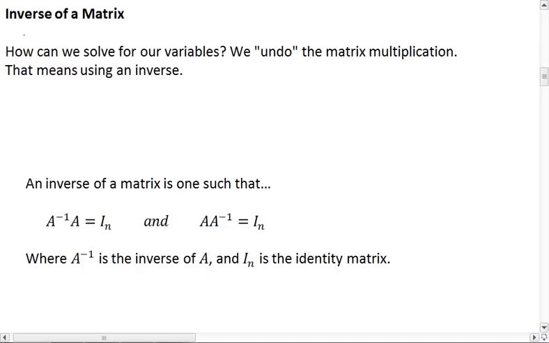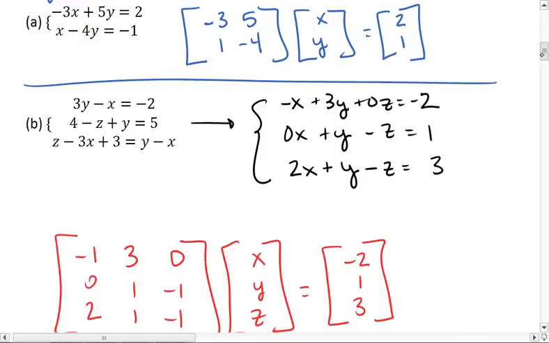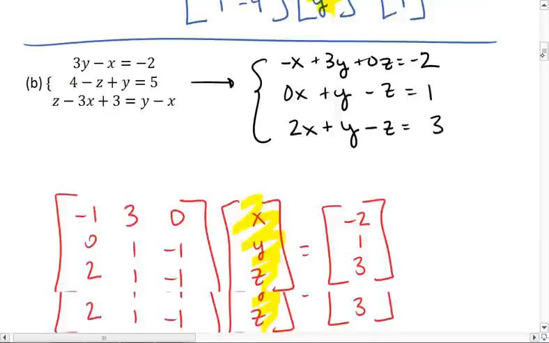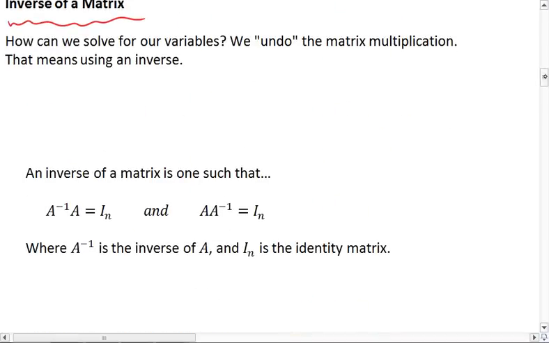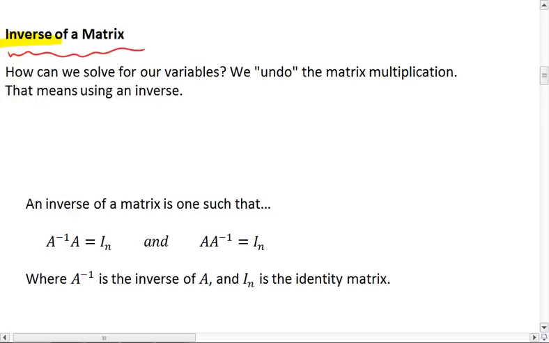Now we're going to talk about the inverse of a matrix. The reason we study an inverse is because in our equations above, it's great that we have equations, but we want to figure out how to solve for these variables x, y, or x, y, and z. To do that, we use the inverse. Inverse lets us undo the matrix multiplication.